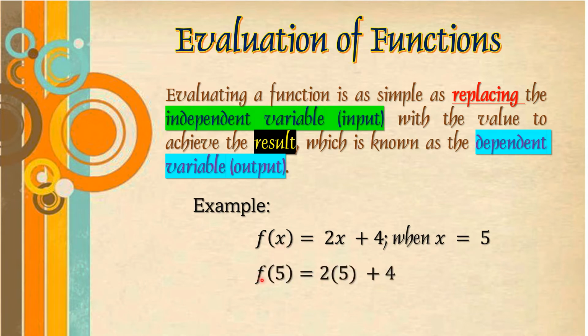So we have here f of 5 is equal to 2 times 5 plus 4. Then let's simplify or perform the indicated operation. So 2 times 5, that is definitely equal to 10. Then bring down plus 4. So 10 plus 4, that is equal to 14. And therefore, f of 5, or this function, when x equals 5, is equal to 14. So that's how we evaluate a function.